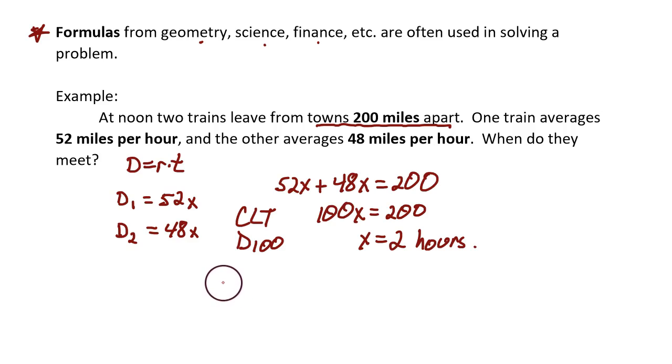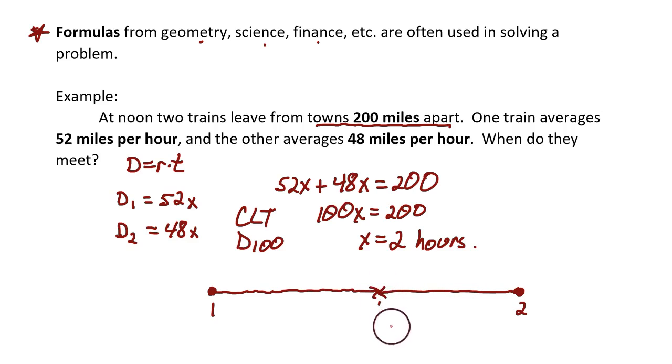If we had made a diagram, it might have helped to visualize the situation. Here is town number 1, and 200 miles away is town number 2. Train number 1, the faster train, will go more than halfway, while train number 2, the slower train, will go a little bit less than halfway. They will meet each other in 2 hours.